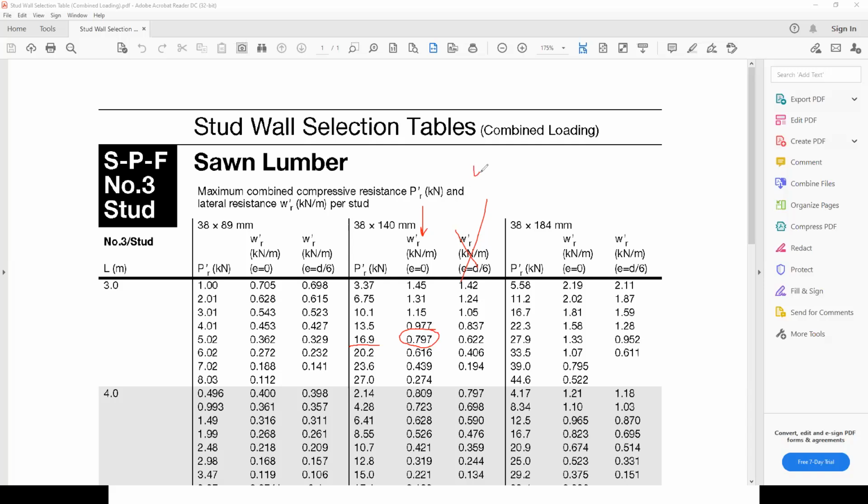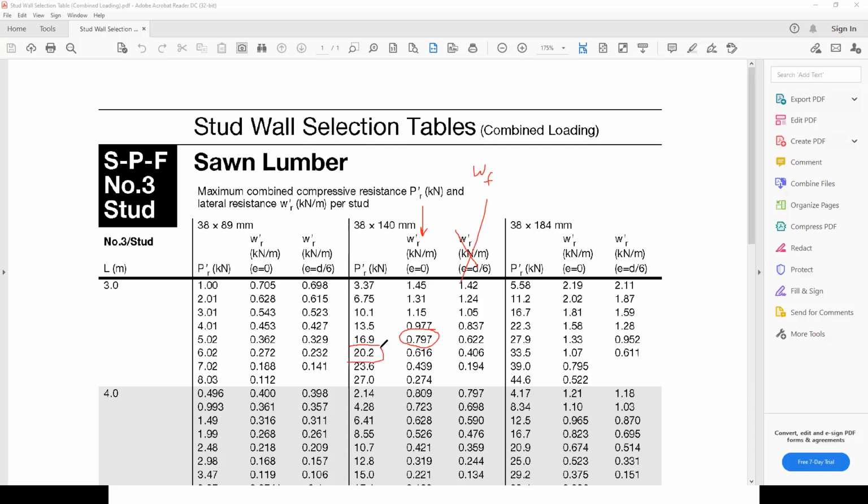Sir, I have a question about this table. Yeah, you're correct, sir. My question is, I don't understand the difference between each line, because we're using a 38 by 140, but for example, we have 14.2. What if I chose, I don't know, 20.2? What difference does it make? Oh, it doesn't matter.